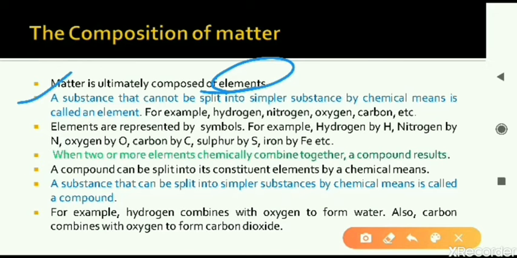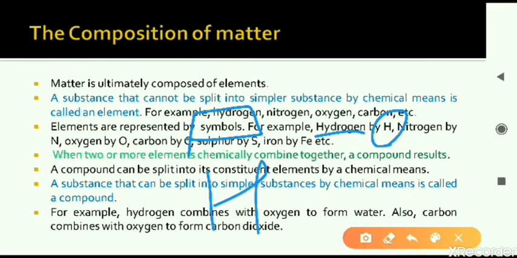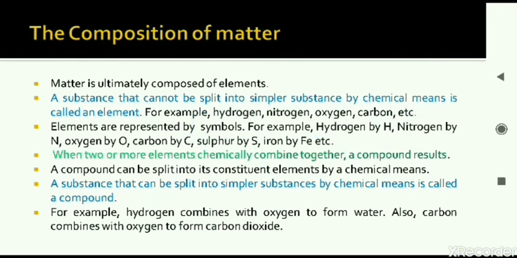Next thing, these elements are represented. To show or write these elements, we have certain symbols. Instead of writing the full name or the full spelling, we can write them with the help of symbols. For example, hydrogen, instead of writing the full name, we can write only H. Capital H in chemistry represents hydrogen. Similarly, we can write N for nitrogen, O for oxygen, C for carbon, and so on. So there is a usage of symbols in regard to elements. Elements are represented by symbols. These things you have to remember.